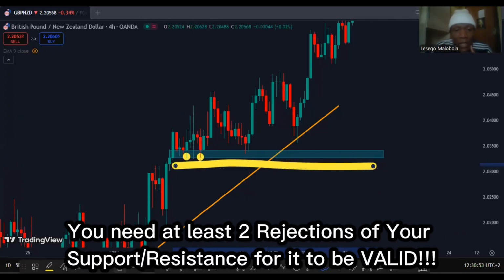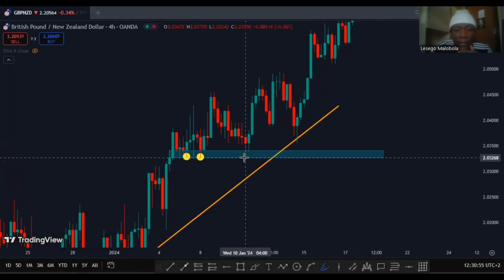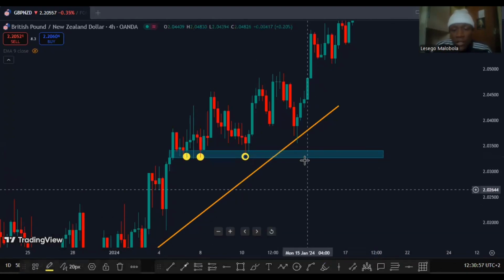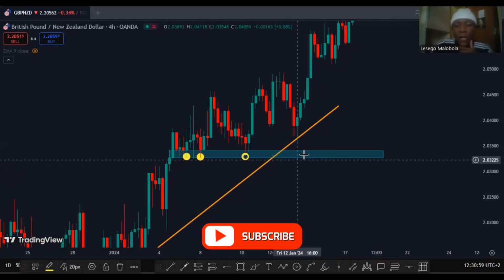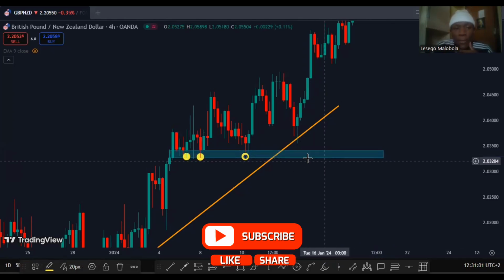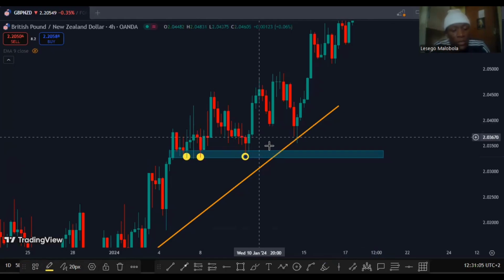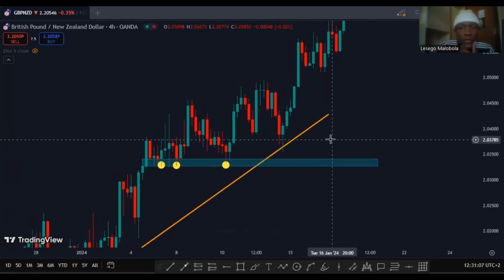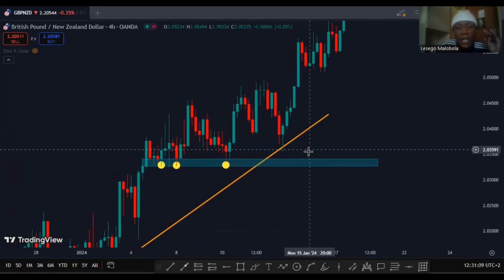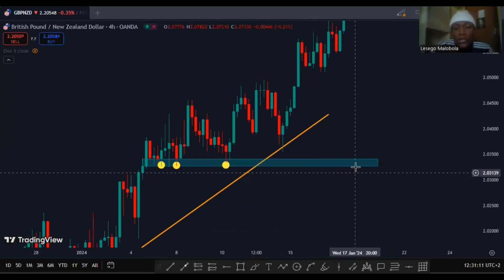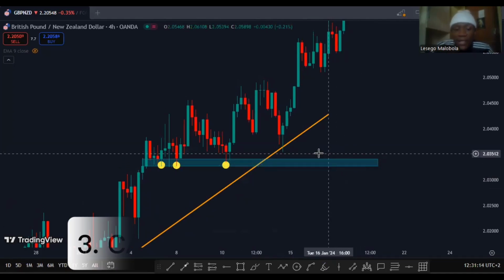Hence why you can see that even here price rejected. Unfortunately, on our third touch, we didn't have a proper rejection of the support level. But that's okay, sometimes it happens, we just move on. So now that we've identified our market structure and our support and resistance, what are we going to do? We're just going to identify our candlestick patterns.